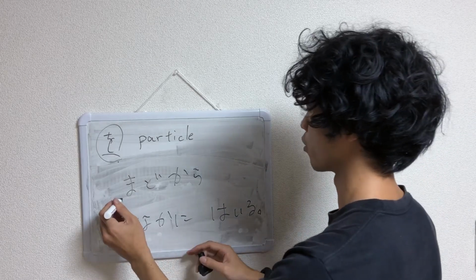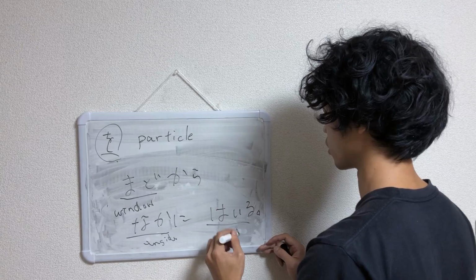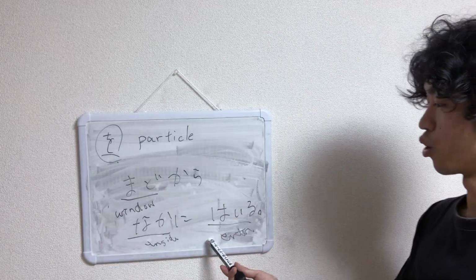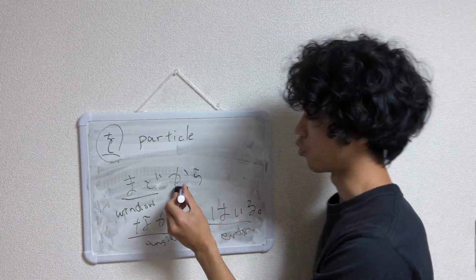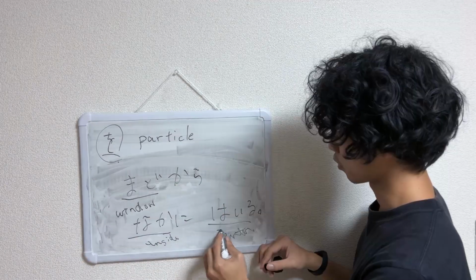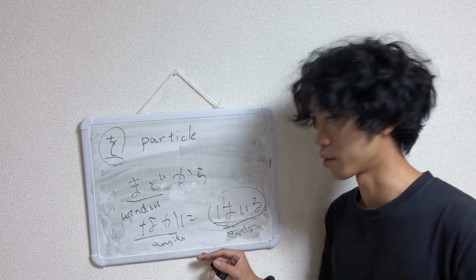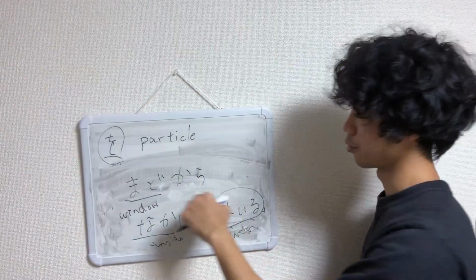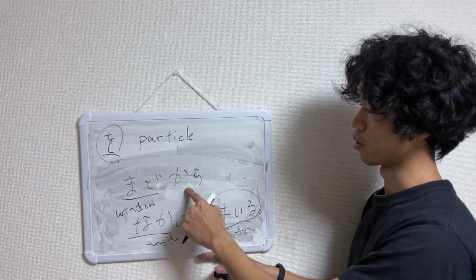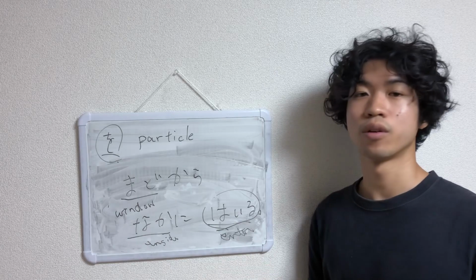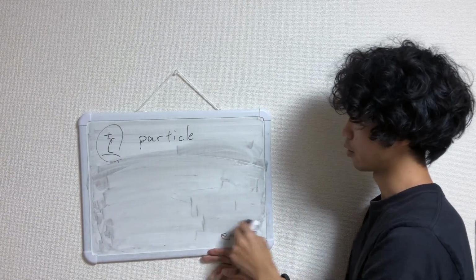窓 window, 中に inside. Ni is a particle. 入る enter. Go in. Go inside through the window. Now, this is where the movement happens. Coming, this verb enter. Where does this happen? Where does this start? Oh, from the window. Through the window, right? Now, you see the destination is inside. That is why you can use kara. Not o. 窓を中に入る. No.